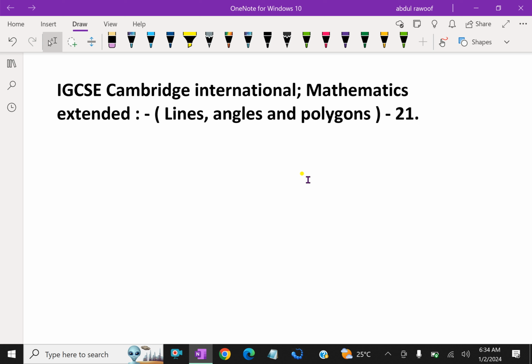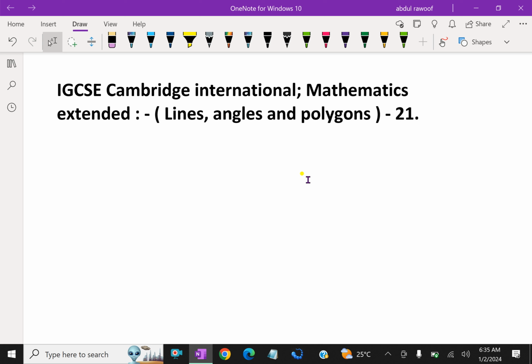What is that? First one, two angles with sizes which added to 90 degrees are called complementary angles. That means if the sum of two angles is 90 degrees, then those angles are called complementary angles. Second one, two angles with sizes which added to 180 degrees are called supplementary angles. That means if the sum of two angles is 180 degrees, then those angles are called supplementary angles.